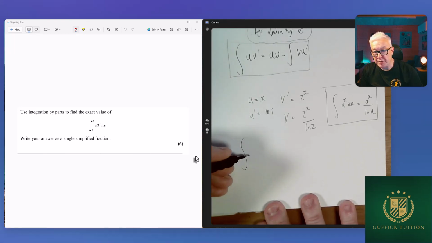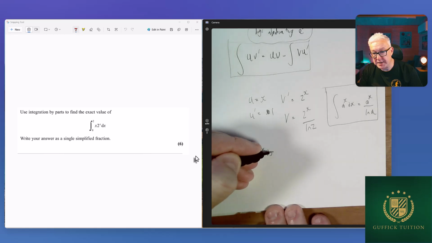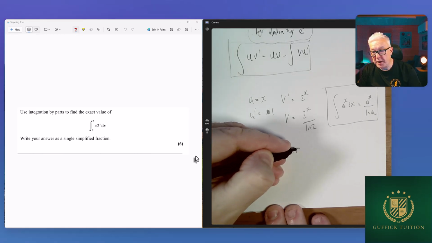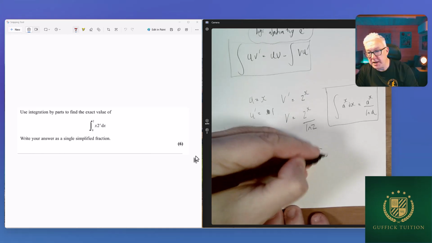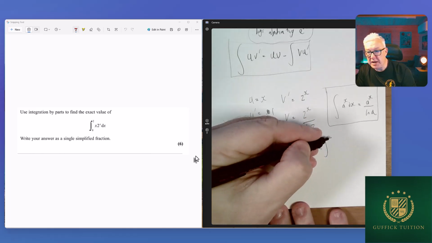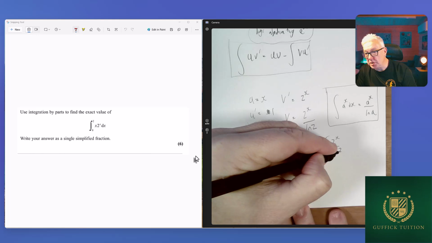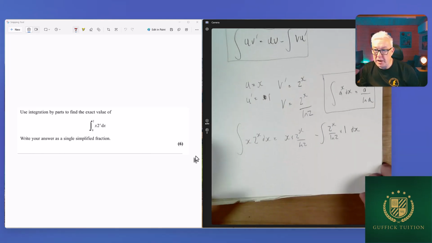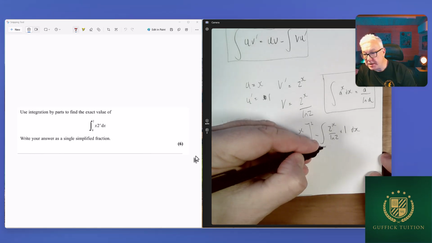So our integral, therefore, of x times 2 to the x dx is going to be u times v, which is going to be x times 2 to the x over ln 2, minus the integral of v u dashed. So v is going to be 2 to the x over ln 2 times u dashed, which is 1 dx. And this is between 0 and 2, and this is between 0 and 2 as well.